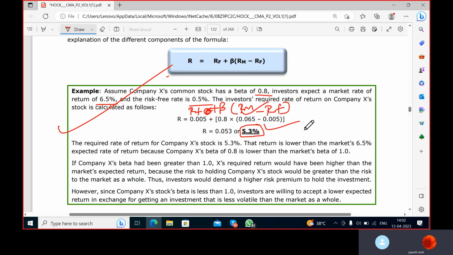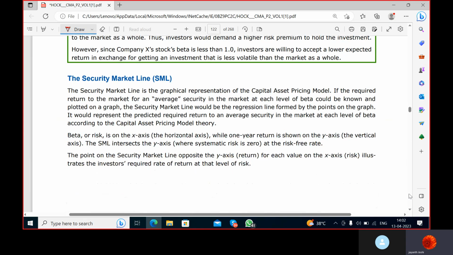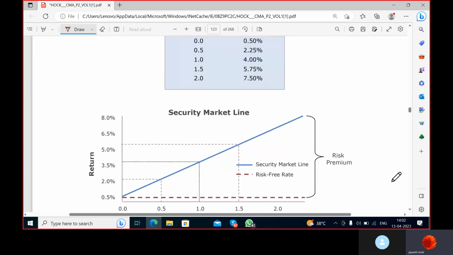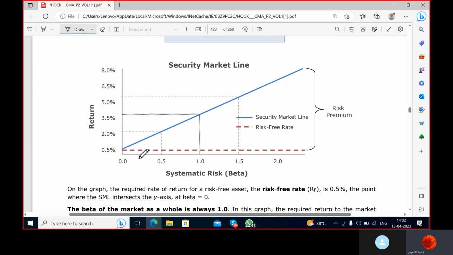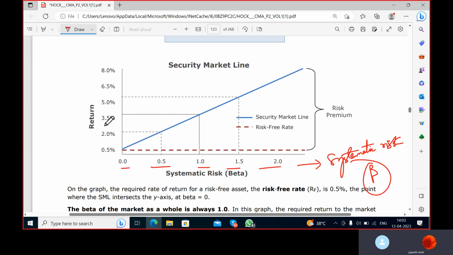So here you can see as the beta is increasing, the returns are also increasing, and we can put that in a security market line. This axis shows the systematic risk, which is nothing but beta. So these are all betas, and these are the returns.